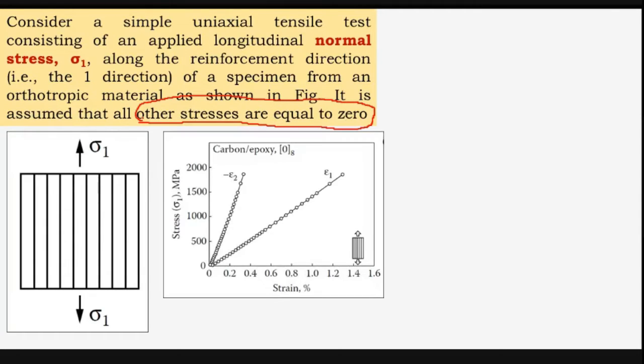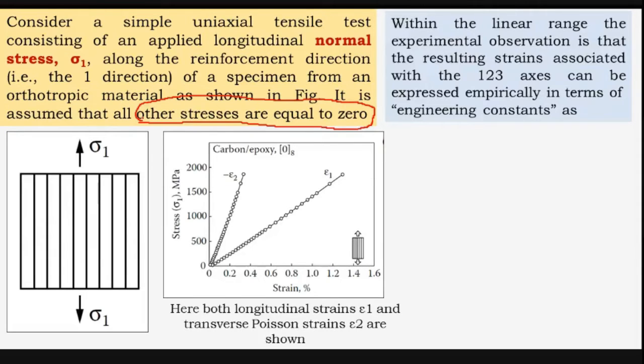Means what? So this sentence means sigma 1 is not equal to 0, but sigma 2 is equal to sigma 3 is equal to tau 12 is equal to tau 23 is equal to tau 31, all are equal to 0. Only thing, sigma 1 is not equal to 0.